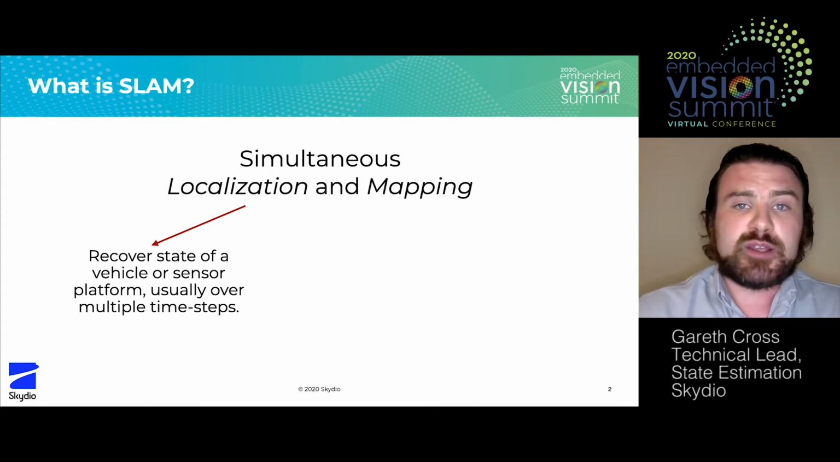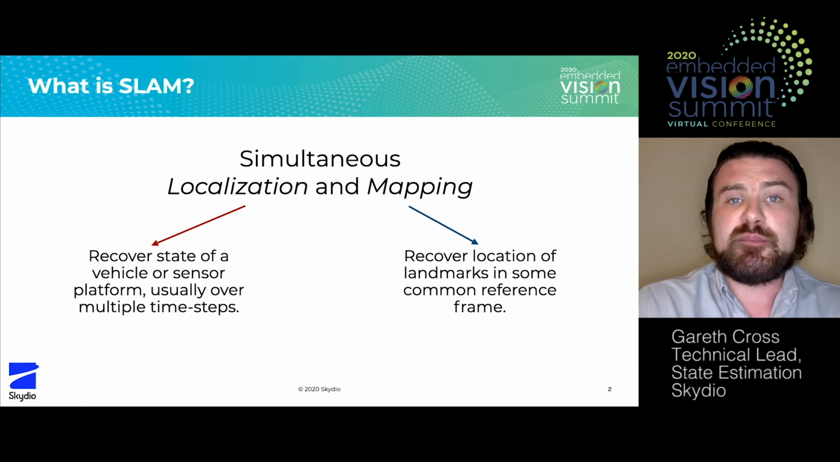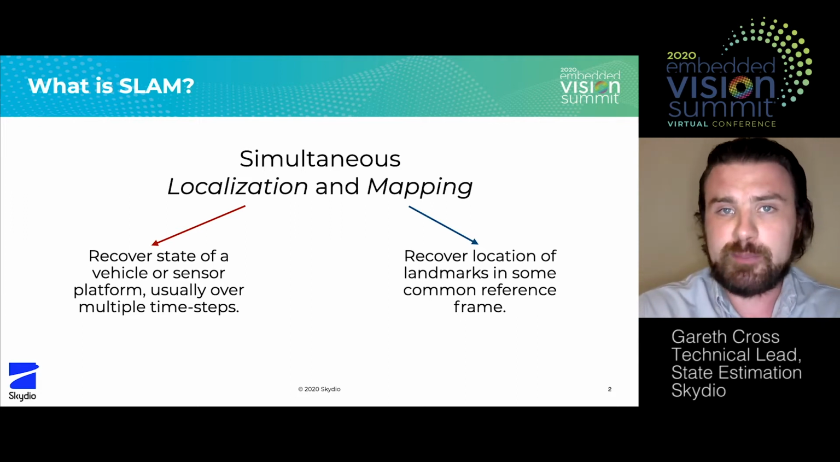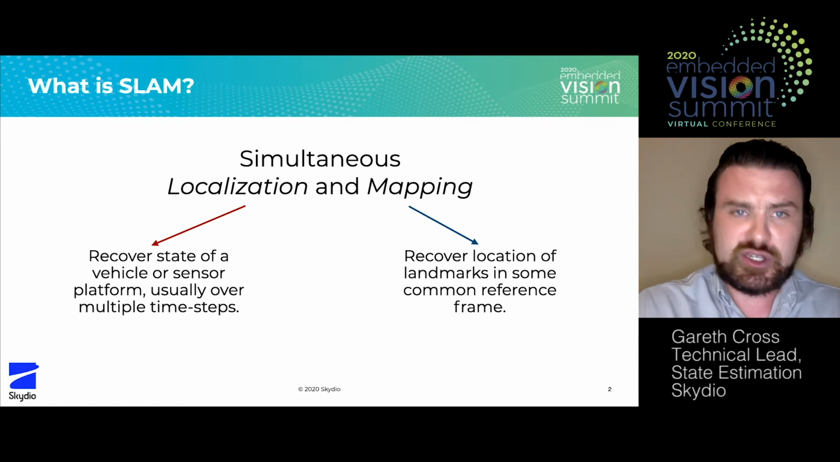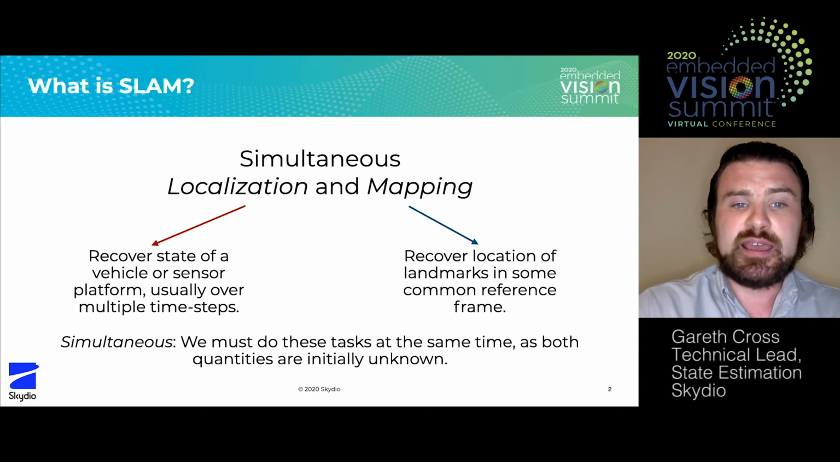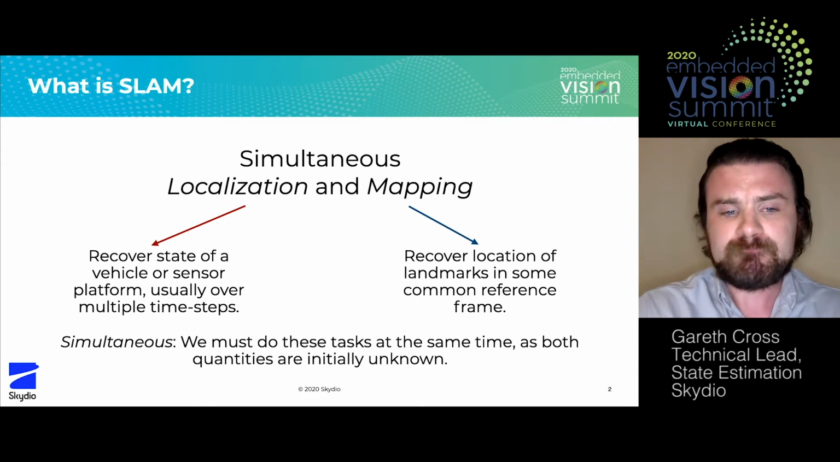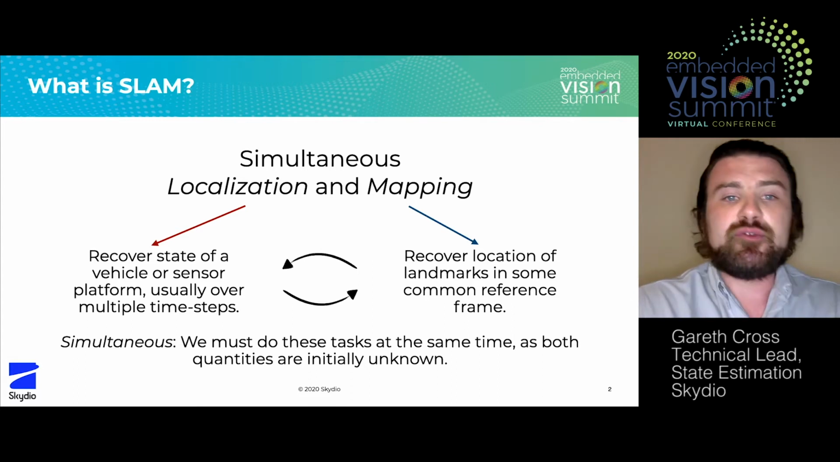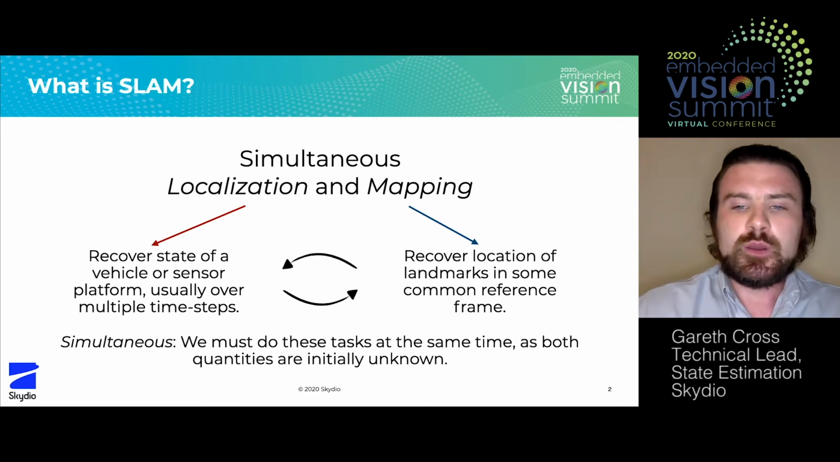And in the process of doing so, you typically have to build a map that is recovering locations of some landmarks in a common reference frame. You need the map to compute your location, and you need your location in order to build the map. And so this process has to happen simultaneously. And that's what SLAM is doing at a high level, iteratively recovering these two quantities.